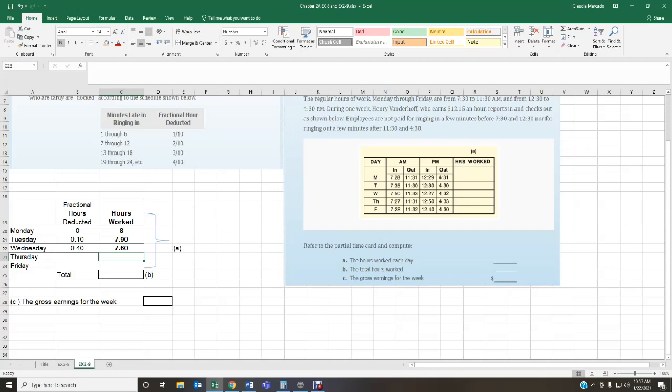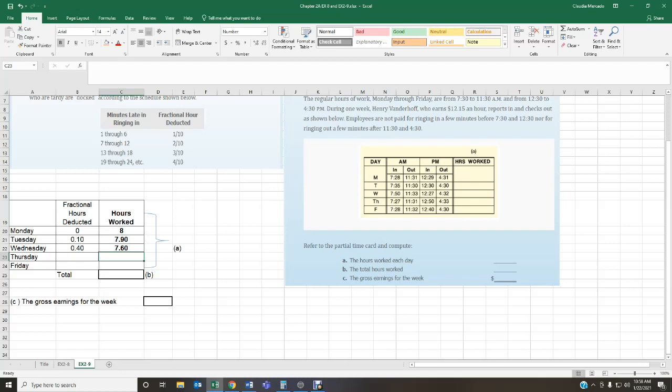So he should have clocked in at 12:30. He clocked in at 12:50. That's a 20-minute tardiness. Okay? So 20-minute tardiness equals to 4/10 of a deduction. And then he clocked out at 4:33. He's not going to get paid for those 3 minutes extra because it says so right here. If you ring out a few minutes after 4:30, you don't get paid.